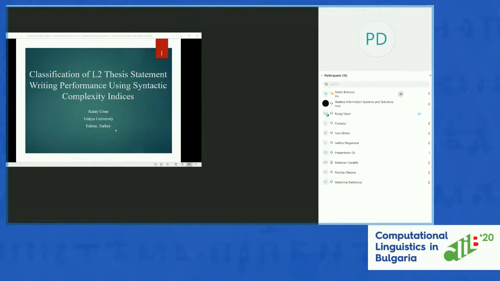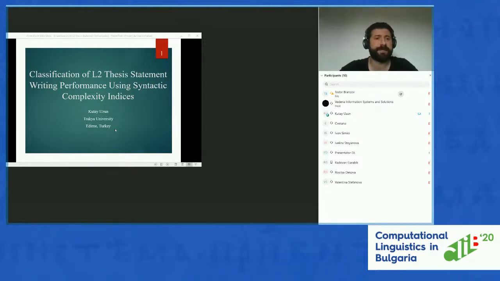So I'd like to thank everyone for giving me the opportunity to present my research here. As a language educator myself, this is a big opportunity for me. The title is, as you can see, Classification of L2 Thesis Statement Writing Performance Using Syntactic Complexity Indices.